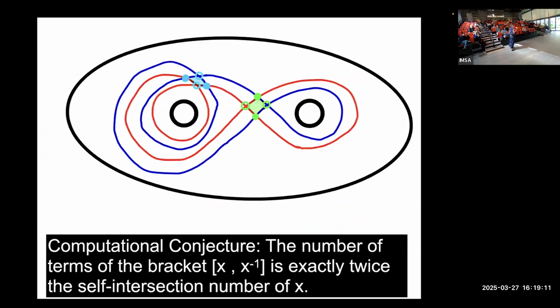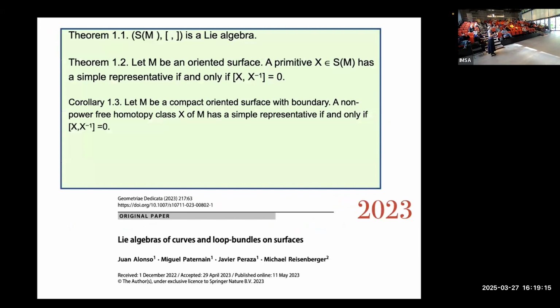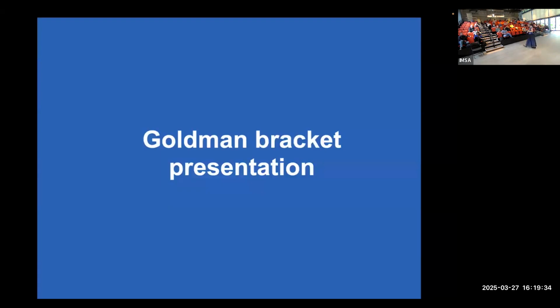And so that's a conjecture that I can prove. A couple of years ago now, a group of us proved it, but only the case where the bracket is 0. So if the bracket of the curve and the curve inverse is 0, then X is simple.